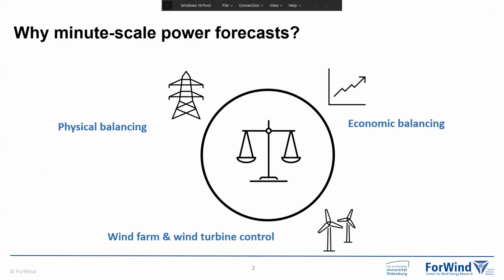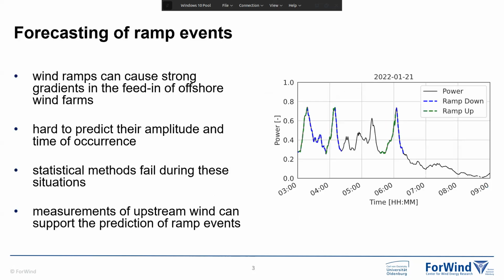But we are mostly focusing on the economic balancing here. And okay, why are ramp events of interest? I think that's mostly clear for everyone, but just from the offshore wind side, to mention it again, of course, we have a high density of wind farms, for example, in the North Sea, and if you expect a ramp event to happen, that can cause strong gradients in the feed-in of the grid. And in general, these ramps are hard to predict, and statistical methods have their shortcomings here. And we try to improve it with the LiDAR-based forecast.